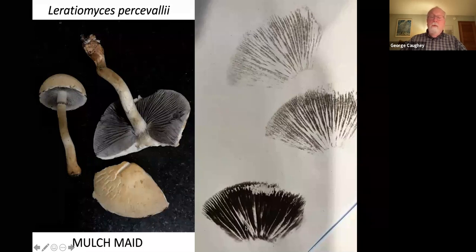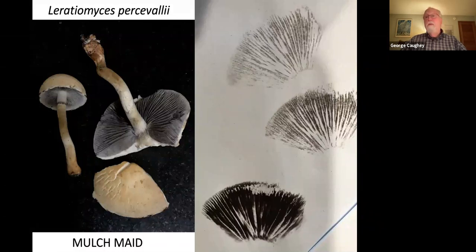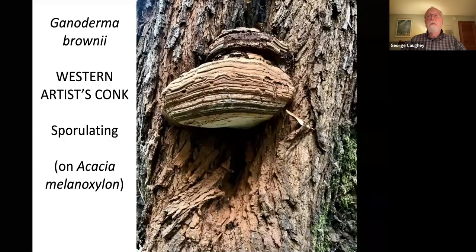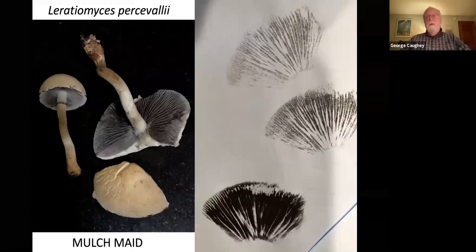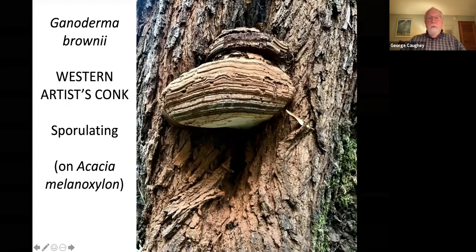But spores are many different colors, and their color is a characteristic feature, and it's one way, an important way to tell them apart. Unfortunately, it's hard to do that in the field, but you can get a sense of what the spore colors are in some cases. Like here's our common Western artist conch, Ganoderma brownii.